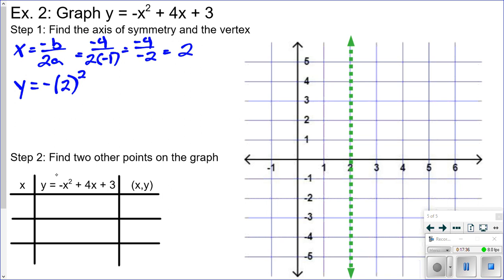It's not -2 squared, okay? It's 2 squared, and then you make it negative. This is something that a lot of students have a lot of trouble with. There are not parentheses around the negative and the x. So this exponent, this 2, is only on the x.